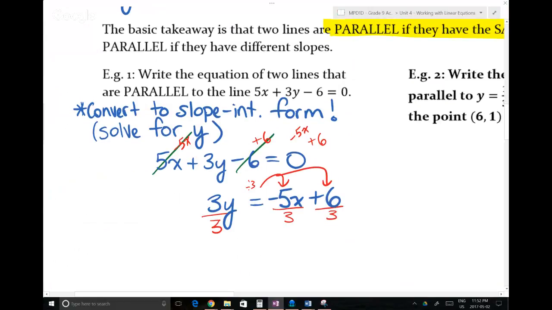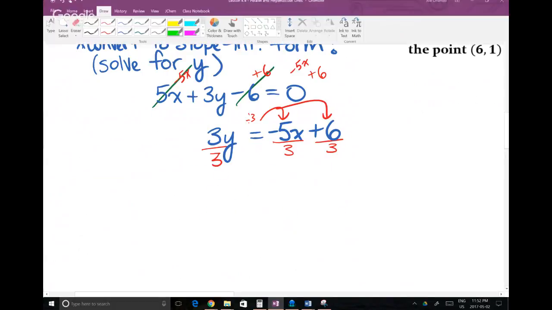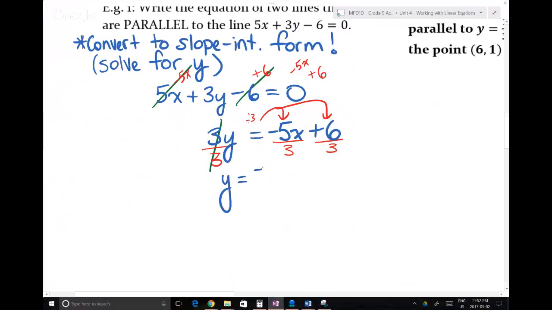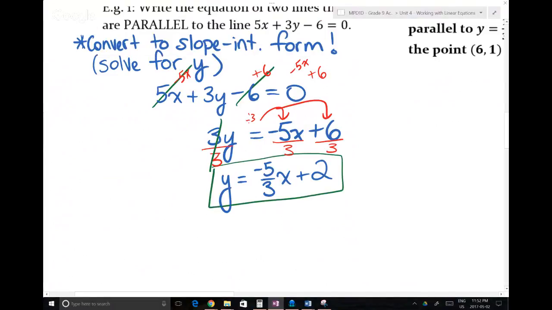And what does that leave us with? Well, those cancel. And so I will be left with y equals negative 5 over 3 x, and 6 divided by 3. I could leave that as a fraction, 6 over 3, but of course we can simplify that. And Jasmine is telling me that that's 2, and Jasmine's correct. So there we go. So that is the equation of the line in slope-intercept form.